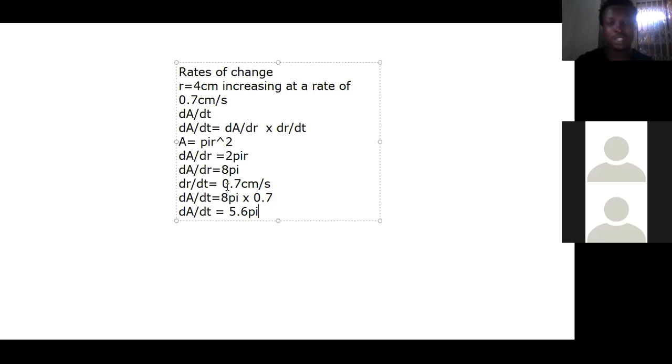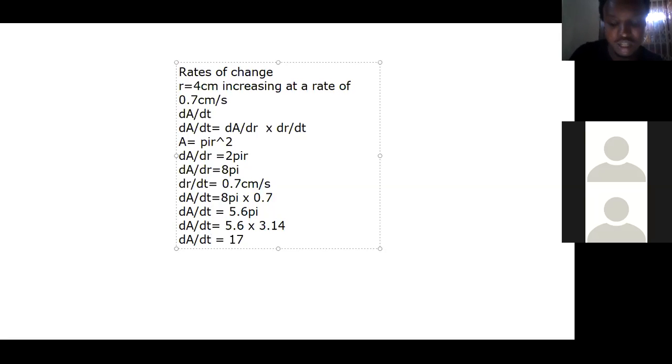Now convert the pi to this thing. So dA dt is equal to 5.6. We can decide to leave it in pi, or we can also decide to say 5.6 times pi, which is what? 3.14. Yes. So dA dt, what are you getting? 17.6. Please, what will be our unit? There's supposed to be a unit. What will be our unit? So it is cm squared per second. So this will be our answer.